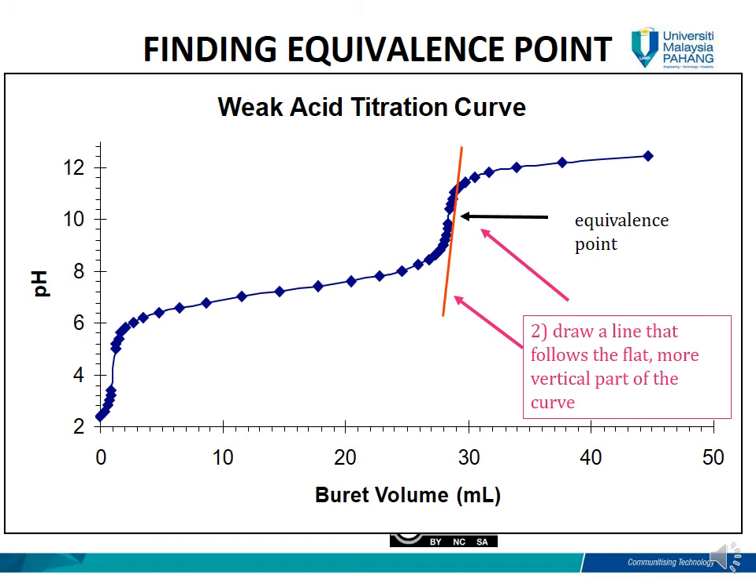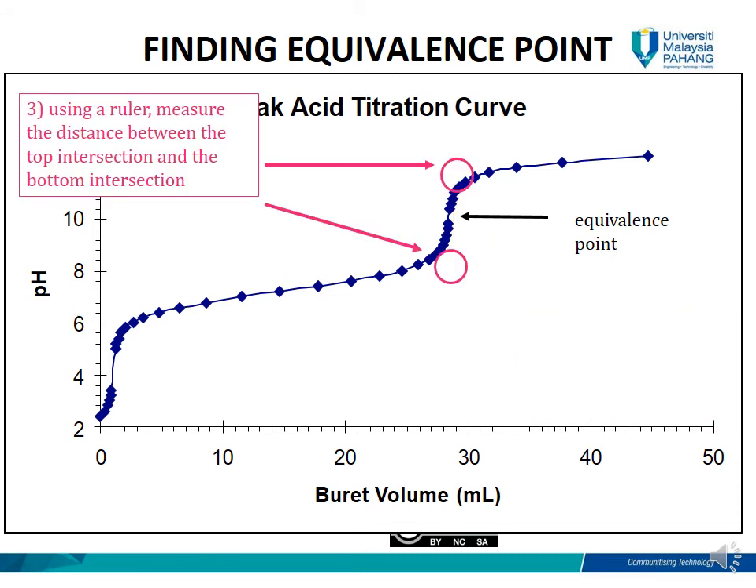Next, draw a line that follows the flat, more vertical part of the curve. And the third step is to take note of the point where the lines merge. We can figure out that these two spots are the intersections. This is the top intersection, whereas this is the bottom intersection. So the equivalent point will be in the middle.